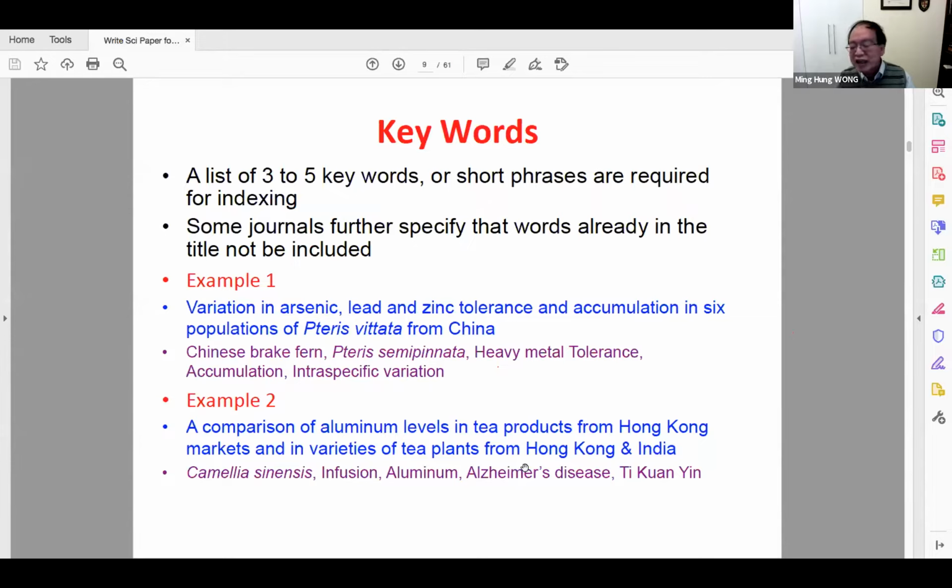So we use Camellia sinensis, Latin name for tea, infusion, the way you make tea, aluminium, well, it's repeated, I think, Alzheimer's disease. Now why Alzheimer's disease? Because at that time, it was 15 years ago, I think, people worried if you have too much aluminium in your body, the aluminium might go to your brain, and then you may have Alzheimer's disease. So we had a paragraph for discussion, and then Tie Guan Yin. I think it's a bit strange to you. It's a brand of tea very popular in the southern part of China, a semi-fermented tea, okay?